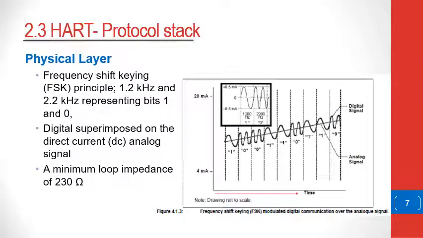Now, at the physical layer, like we have said, it uses frequency shift keying. What it simply means is that it communicates binary information by switching between 2 frequencies. It uses 1.2 kilohertz to show that it's communicating a 1, and 2.2 kilohertz to show that it's communicating a 0. This digital data is superimposed, or rides on top of the analog signal, which carries the primary signal, as indicated here. And then the communication requires a minimum loop impedance of 230 ohms.